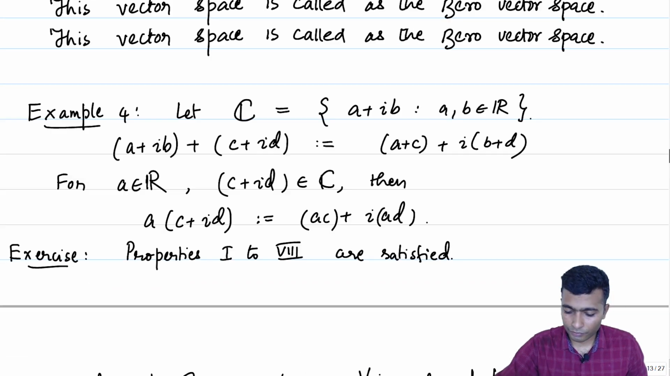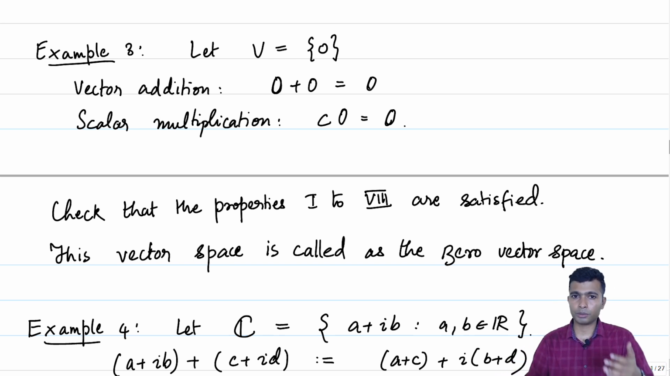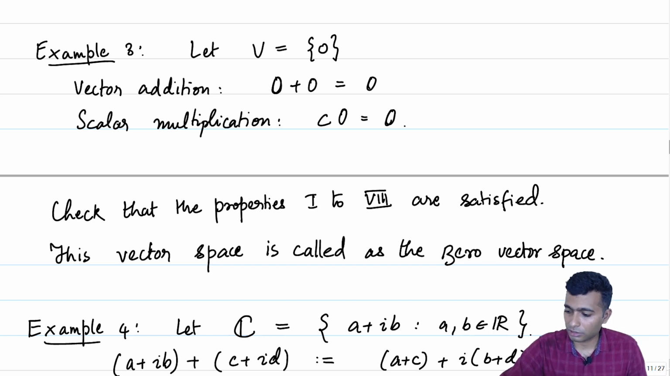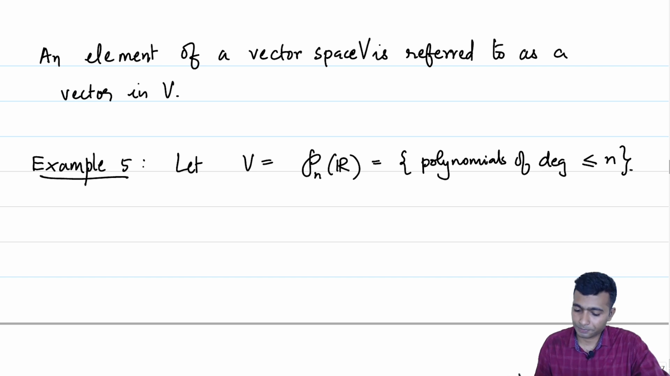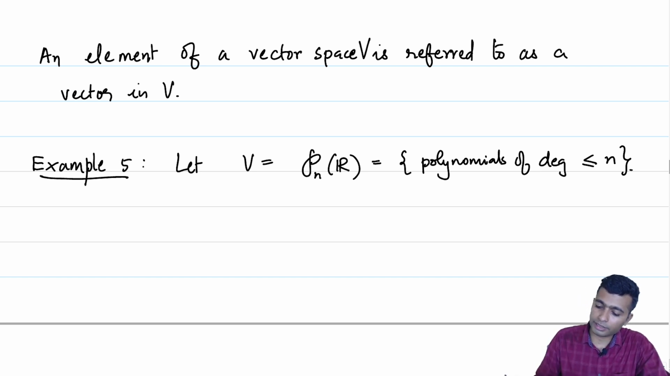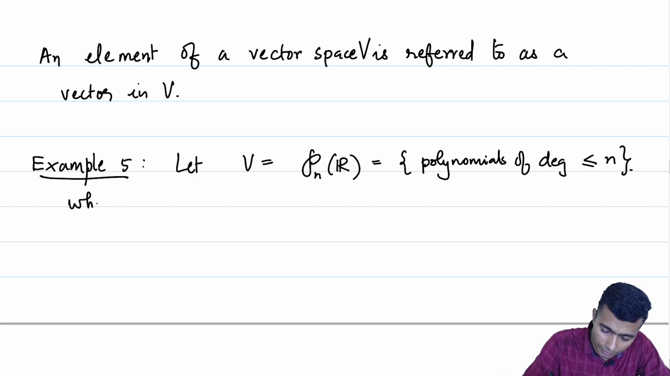When I am asking you to check all the properties, you are expected to come up with the candidate for the additive identity and the candidate for the additive inverse of a given vector. Not just checking the remaining properties, you will also have to talk about what the additive identity and the inverses are. So, let us now look at example 5, which is polynomials of degree less than or equal to n, where n is a positive integer.